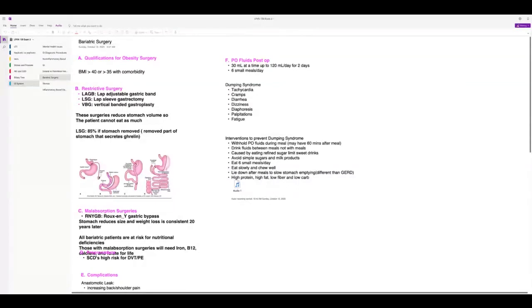Now, they need to lie down after meals to slow stomach emptying, which is different than GERD, right? Because with GERD, we tell them to not lie down for 2 hours. These people need to lie down after a meal so that the food doesn't dump, okay? They need to be on a high protein, high fat, low fiber, and low carb diet.